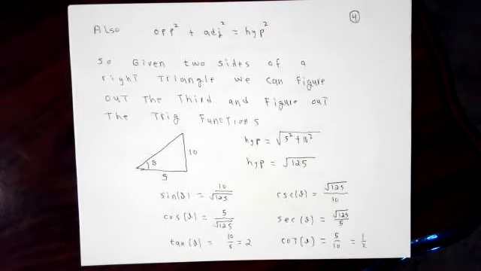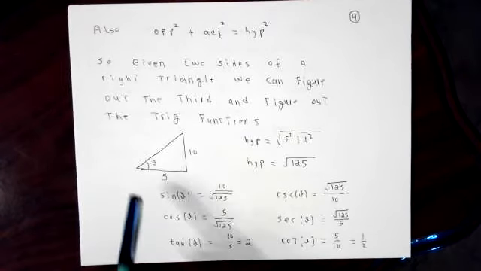Also, you have the Pythagorean Theorem that says the hypotenuse squared in length is the opposite squared plus the adjacent squared. So out of these 3 numbers, opposite, adjacent, and hypotenuse, if I know 2 of them, I can figure the third one out, and then I could write down trig functions for the angle that we're interested in.